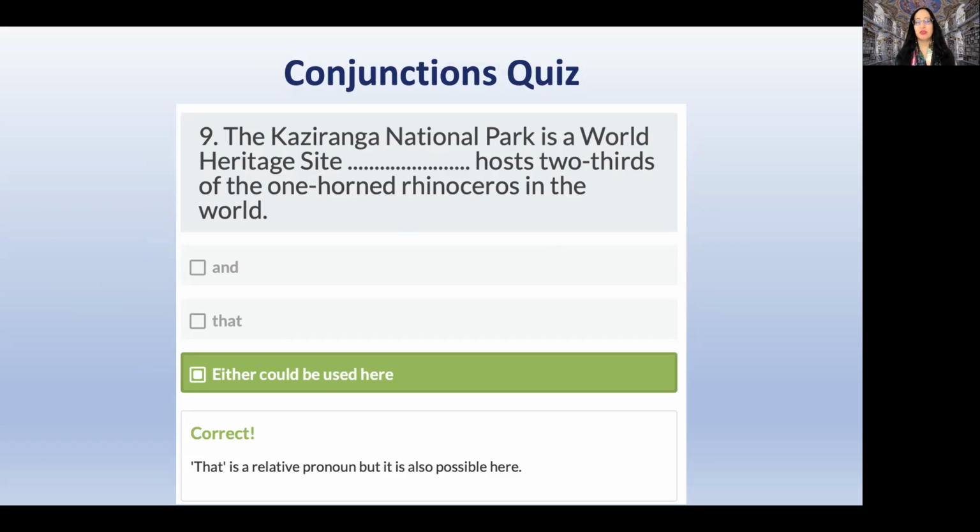But that here is a relative pronoun. This is why it's possible, because we are describing it. When we use that, we are describing the national park. Let's repeat. The Kaziranga National Park is a World Heritage Site that hosts 2/3 of the one-horned rhinoceros in the world. Okay, so you can decide here if we're going to use the conjunction and, or if we're going to use the relative pronoun that. We use that when we are describing a place or a thing. Okay.